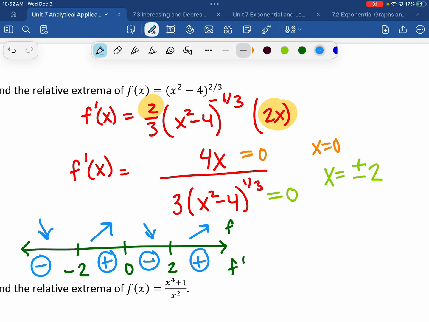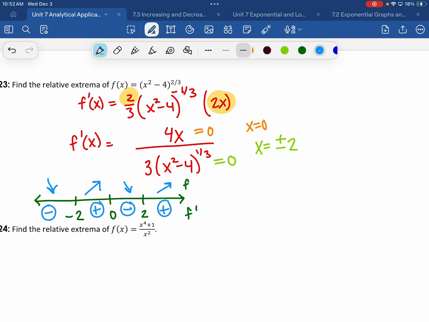A lot of times they alternate, but not always, so you do have to check. Generally, if something doesn't alternate, I double check my work. All right, if it's alternating, I'm like, yeah, it's probably right. I don't know if that's a good strategy or not, but it's the one I use. All right, so from my number line, I can figure out where the extrema is. So where are my maximums? 0. And where are the mins? -2 and 2.